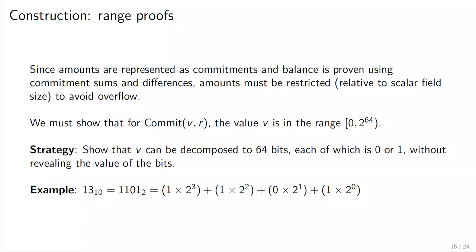So the overall strategy, both with Bulletproofs and with the previous version, is to show that I can take this value v and decompose it into 64 bits, each of which is either a 0 or a 1, so it's an honest-to-goodness bit, that actually sums back up to the correct value. But I don't want to actually reveal what the value of those bits is. The point is this needs to be done in zero knowledge, but I need to be able to show that this statement is true, that I can decompose the value into honest-to-goodness bits of the appropriate length.